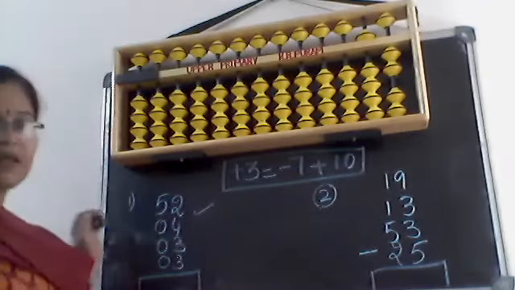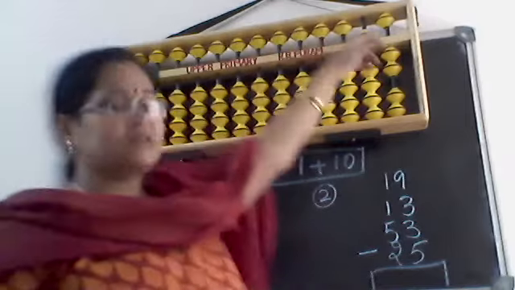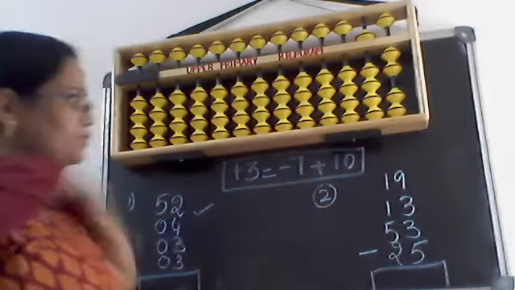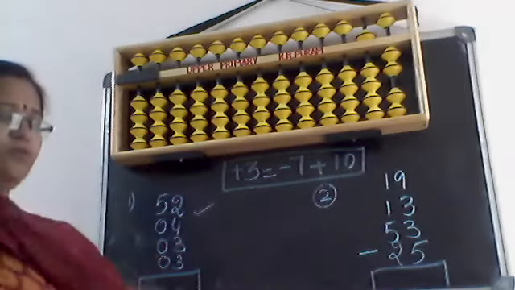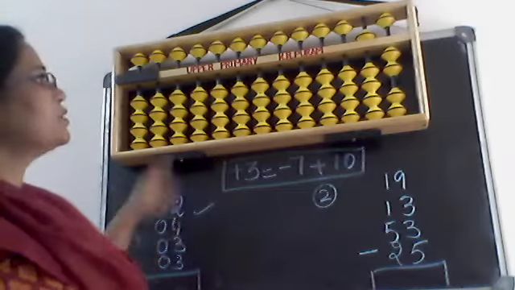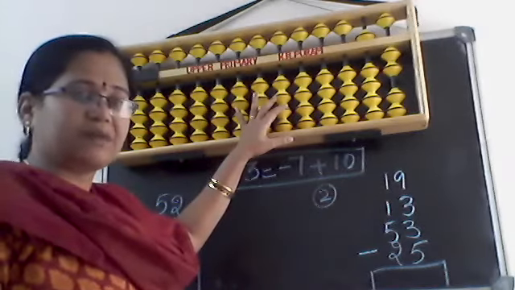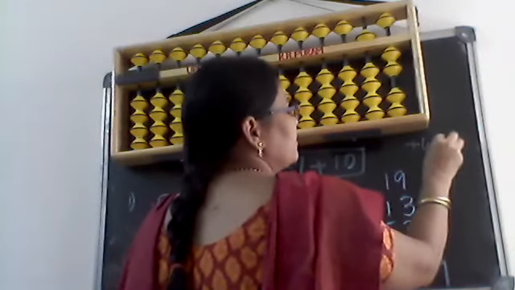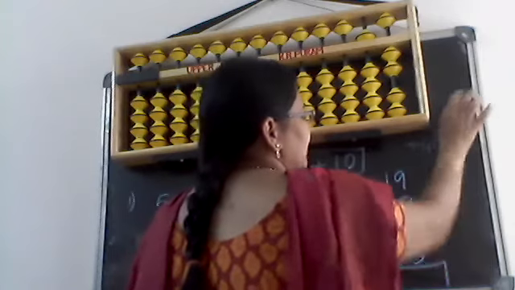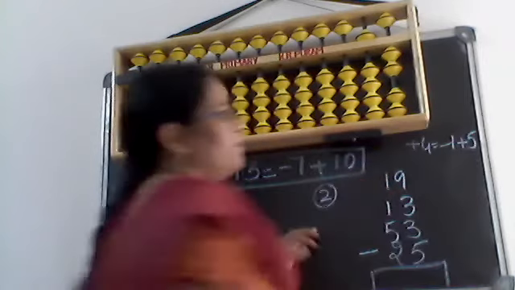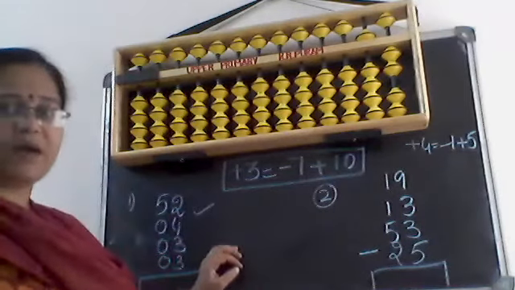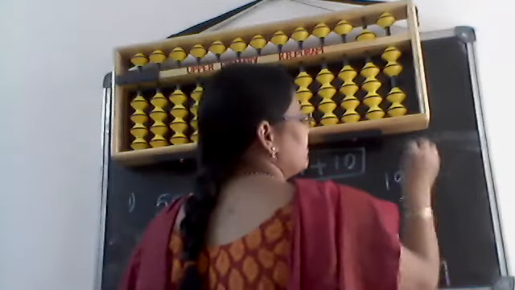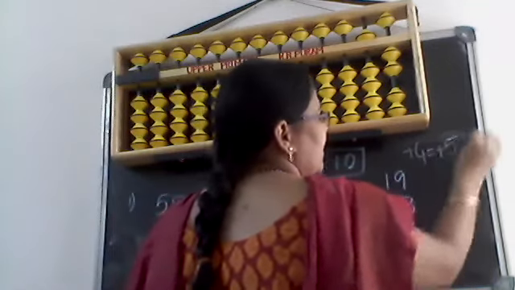52 is done. Now 4. How do we add 4? Are there any beads empty over here to add 4? No. So what to do? We know the small friend subtraction. What is plus 4? Nothing but plus 5 minus 1. In the small friend we use plus 4 is nothing but plus 5 minus 1.